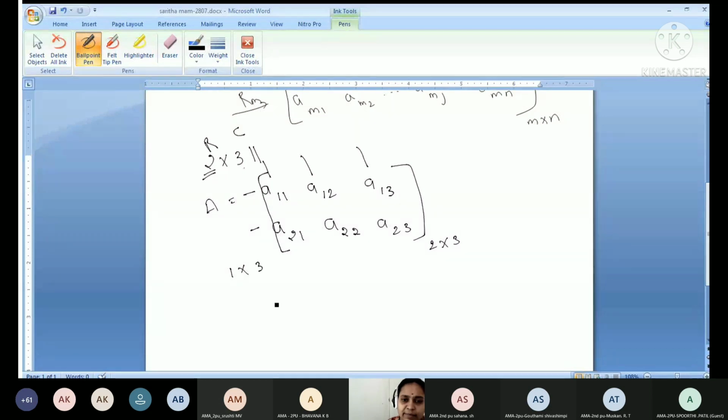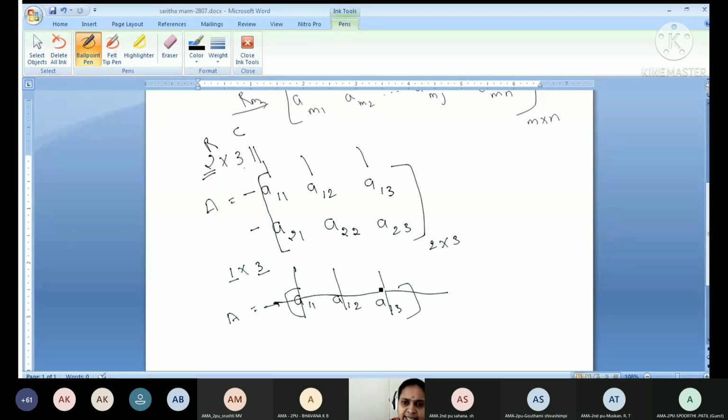Okay, this is 1 by 3. You see, only one row. Horizontal line, how many possible? Only one. Vertical, how many possible? 1, 2, 3. That is what it is telling about. So this is a 1 by 3 matrix.